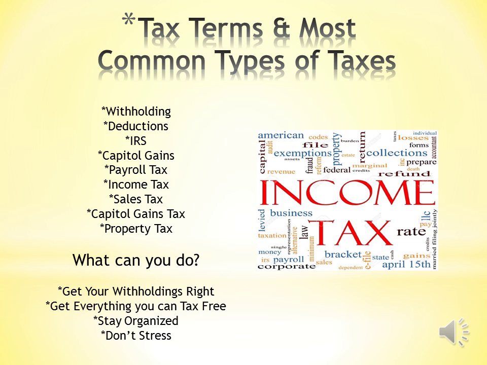We're now going to talk about tax terms and the most common types of taxes. Here are some basic terms for you. Withholding. Withholding is the amount taken out of each paycheck in order to pay your income tax incrementally over the year. You designate exactly what your withholding will be when you fill out your W-4 form at your job. A deduction. This is kind of like a tax discount. This is a dollar amount subtracted from your taxable income.